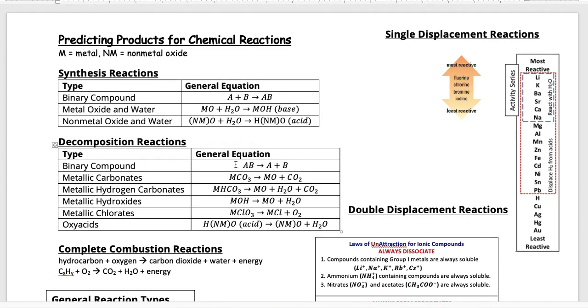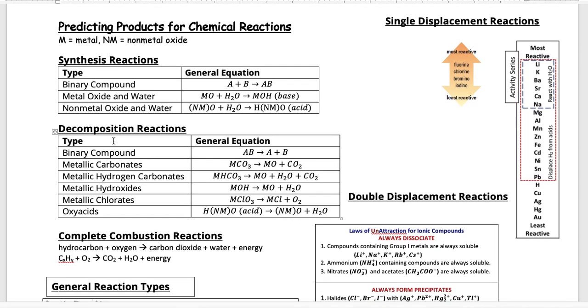All right, so here the decomposition, you start off with one and then it breaks apart depending on what type of reactant you have: metallic carbonate, metallic bicarbonate or hydrogen carbonate, metallic hydroxide, metallic chlorates. Okay, I'll probably add more in the future. And then just oxyacids, so acids with the hydrogen, oxygen plus another element. What do those break into? So use this as a guide to figure out what kind of products you should form, okay?